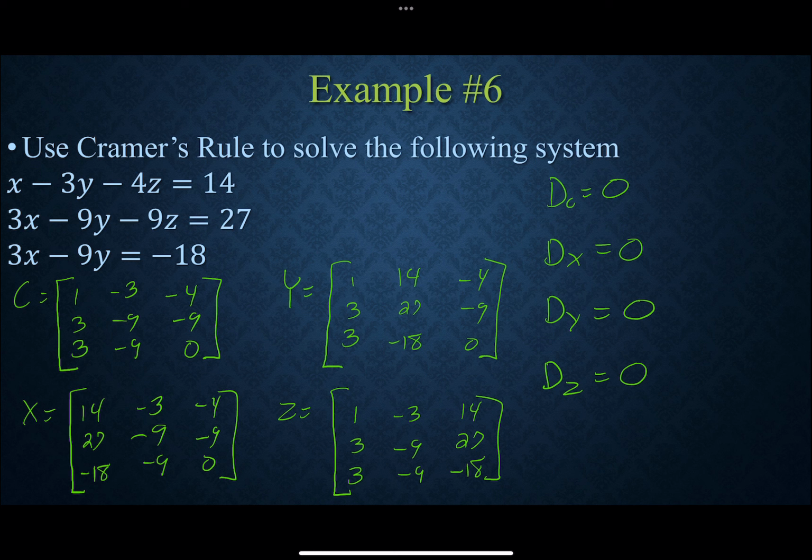You're careful typing in the numbers. You're essentially typing in 4 different matrices here. There's 36 numbers you're typing into this thing. You've got to make sure you're careful as you work this out. So again, this would be infinite solutions because all your determinants are 0.